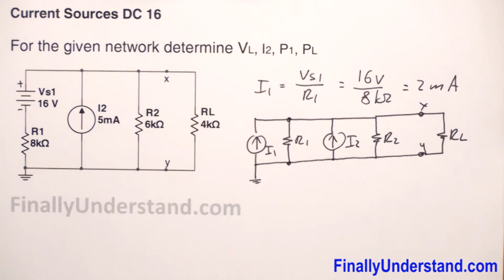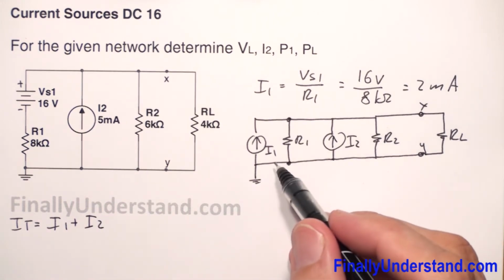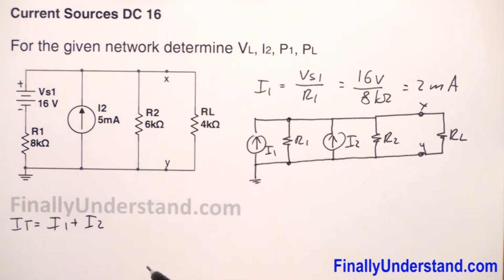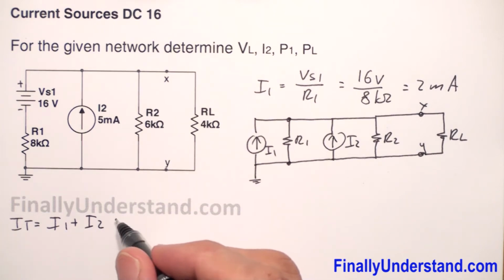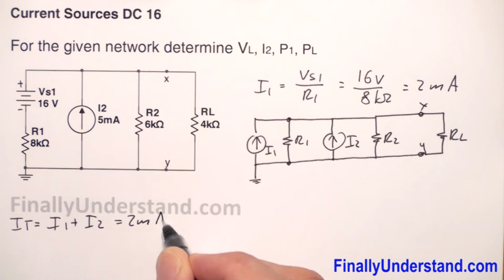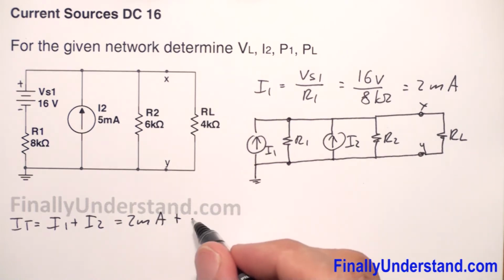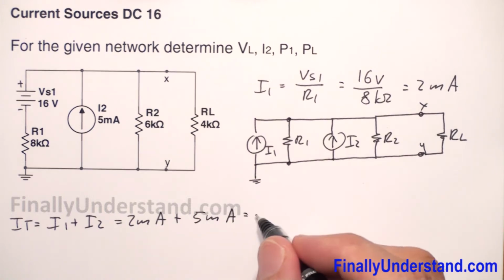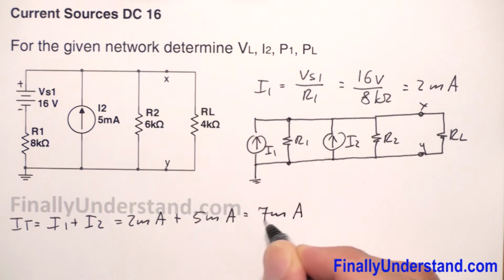So first what I would do, I would find I total. I total is equal to I1 plus I2. Why am I going to add them up? Because both of them are pointing up. So we have I1, which is equal to 2 milliamps, plus I2, which is equal to 5 milliamps. So I total is equal to 7 milliamps.